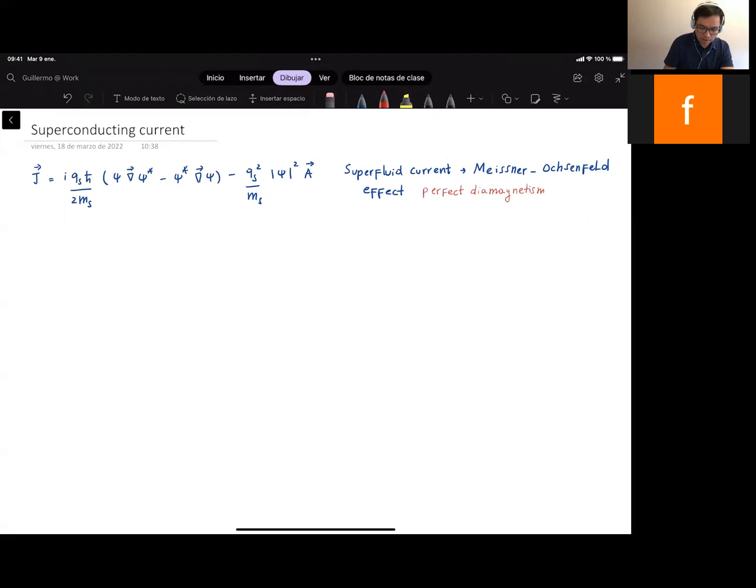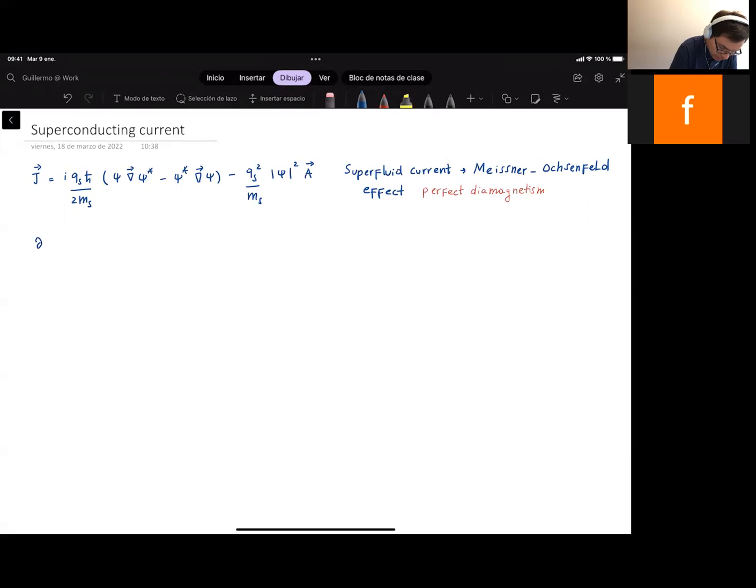What happens is that if we apply any magnetic field to some superconducting sample, the sample will expel everything, so that inside the superconductor we have a zero magnetic field. Okay, so the idea is to find an expression for this superfluid current, and the starting point is the continuity equation.